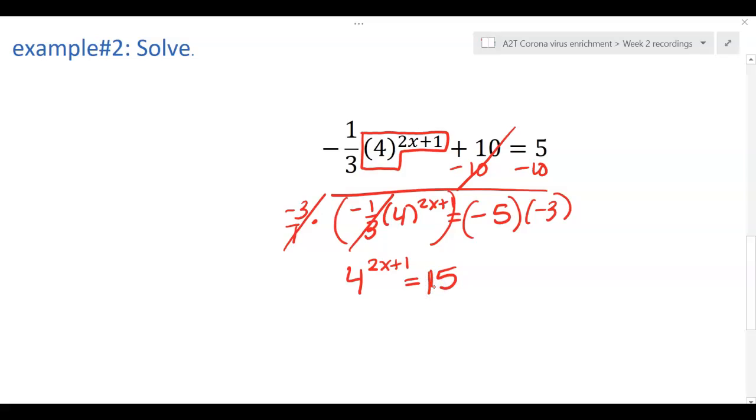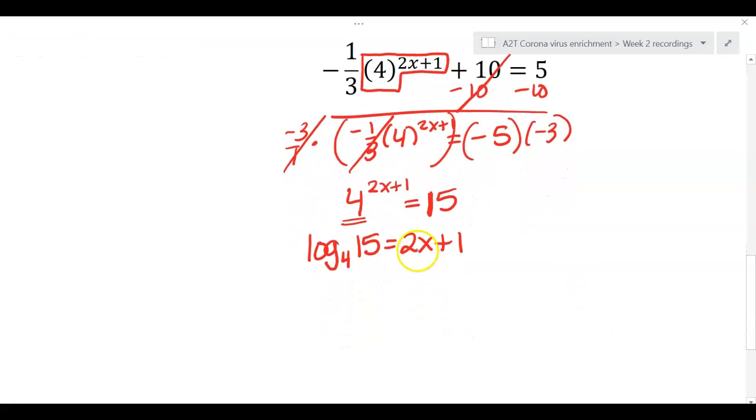And now I'm at a similar place that I was in the previous example. So I want to stop and ask myself, can 15 be written as a power of 4? But in the world of writing exponents and powers, 15 can only be expressed with nice bases as 15 to the first power. So we're not going to be able to get this same base as 4. Since I can't get the same base, my goal is to rewrite in log form. So I'm going to write log, the base here is 4, of 15 equals 2x plus 1.